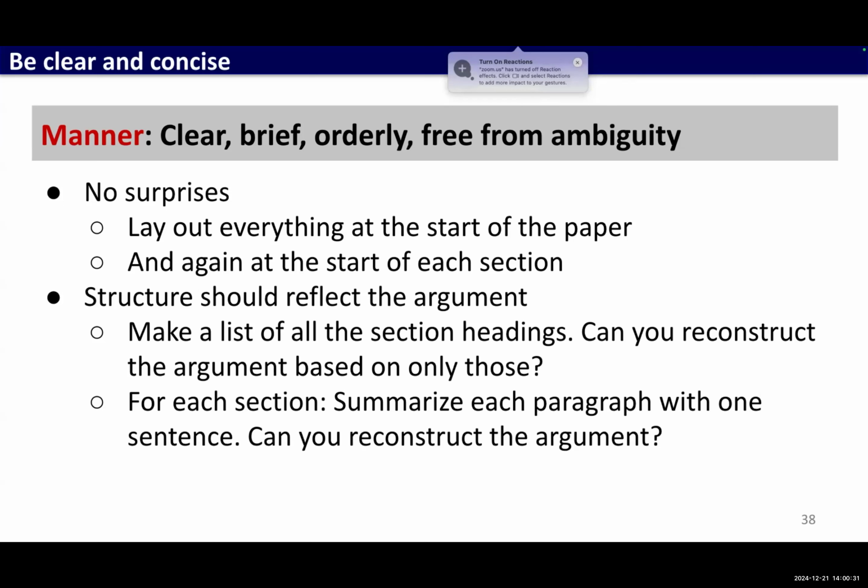The overall structure of the paper is nice and logical. What about every individual section? And that becomes important, especially when you have long, complicated sections. So an exercise that I also still often do, especially when I write long, complicated things, is once you've written a section, then summarize each paragraph in the section with a short 5 to 10 word sentence, no longer than 10 words. And read just those individual sentences and ask, can I reconstruct the argument of this section by just looking at this one sentence that summarizes every paragraph?